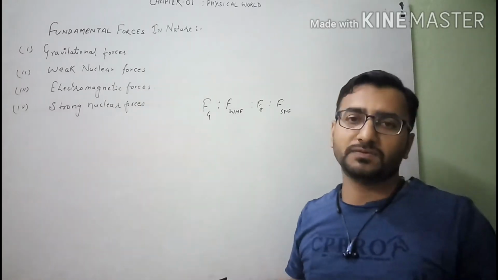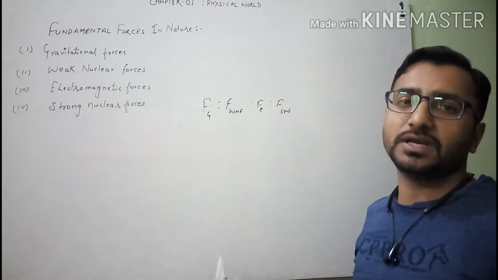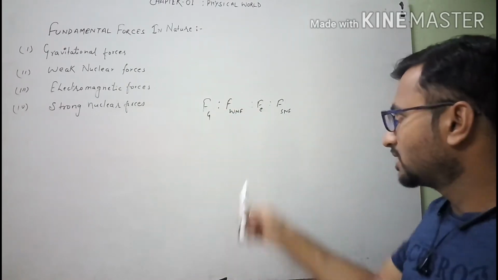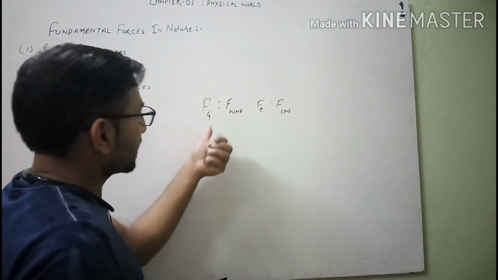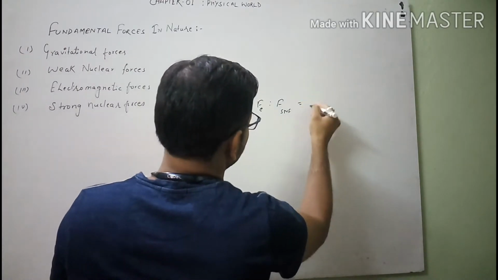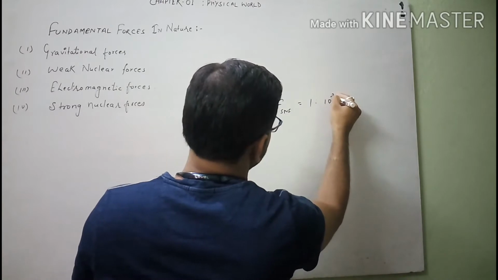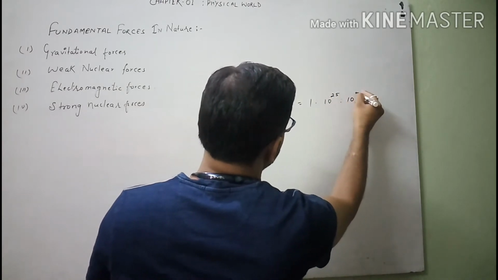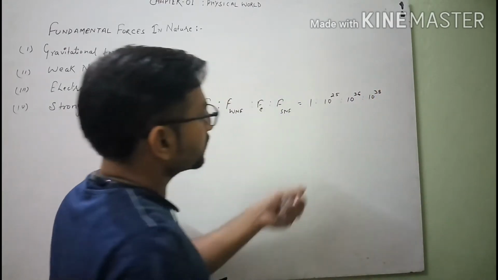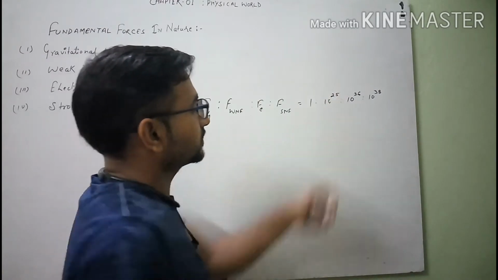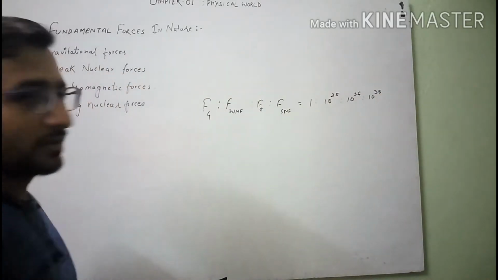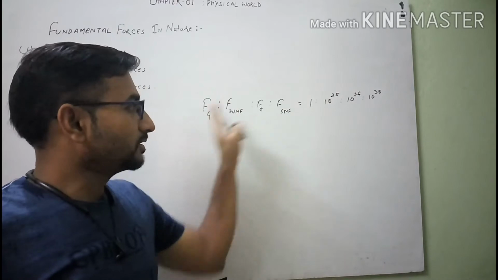Before their brief discussion, I will write here the ratio, which is very important for you for MCQ questions. What will be the ratio between these types of forces? See here, students, the ratio between the gravitational force, weak nuclear force, electromagnetic force and strong nuclear force will be 1 : 10^25 : 10^36 : 10^38. In some books, in place of 25 and 38, 26 and 39 is written. So this will be the ratio between their strengths.